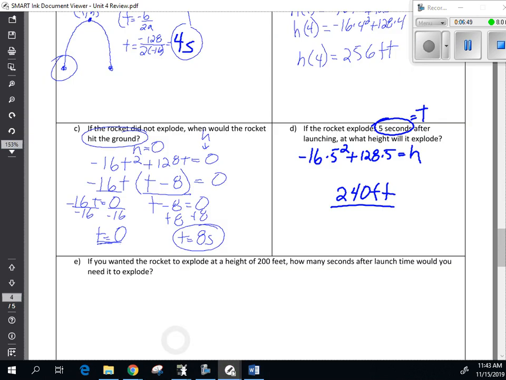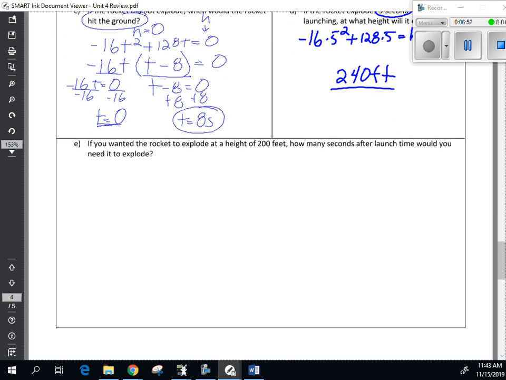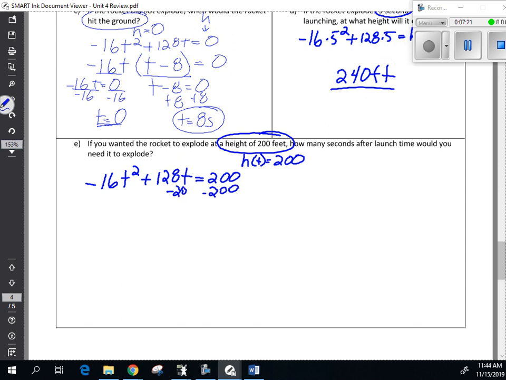Okay, last question. It says, if you wanted the rocket to explode at a height of 200 feet, how many seconds after launch would you need it to explode? This one gets to be a little bit more complicated. Your height is 200, so you're going to replace h of t with 200. So I have negative 16t squared plus 128t is equal to 200. Now we have a solving problem. When you solve a quadratic, you set it equal to 0. So the first thing I'm going to do is subtract 200. So it's negative 16t squared plus 128t minus 200 is equal to 0.